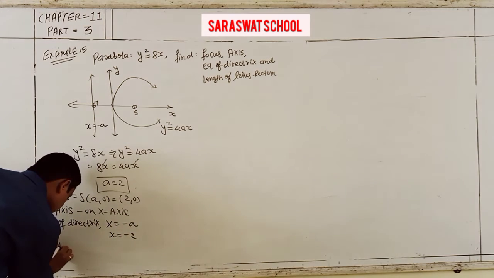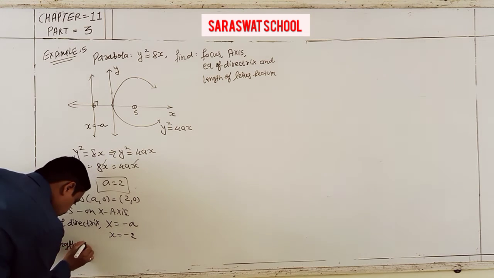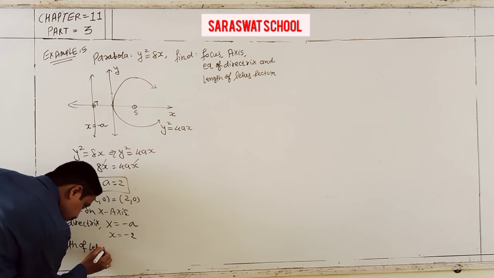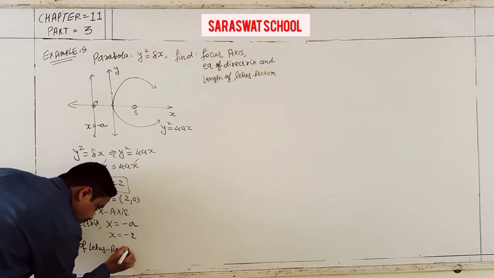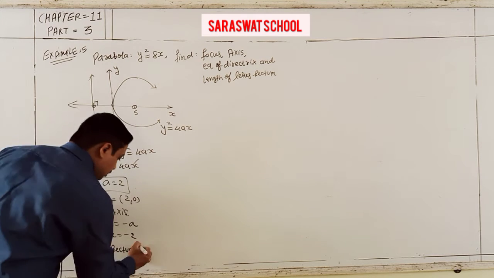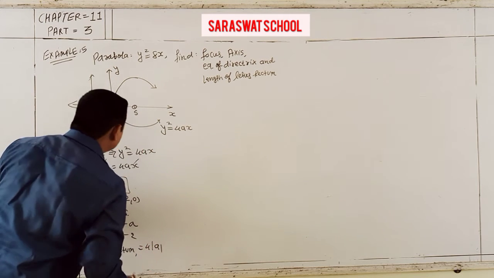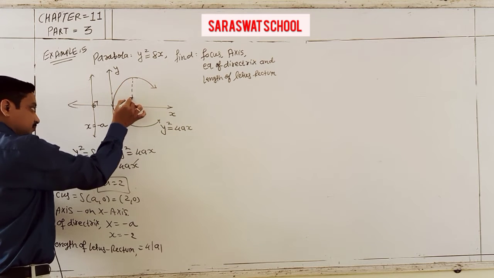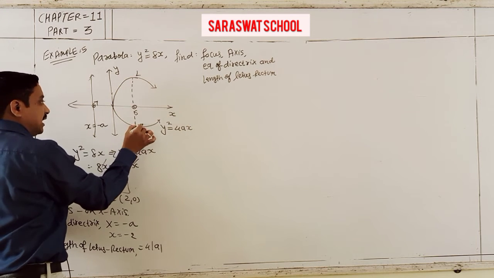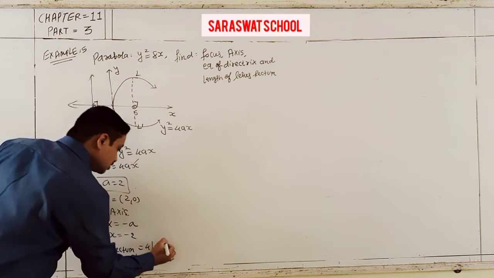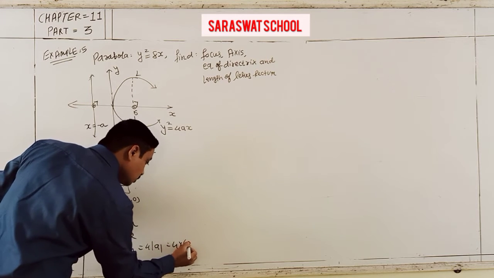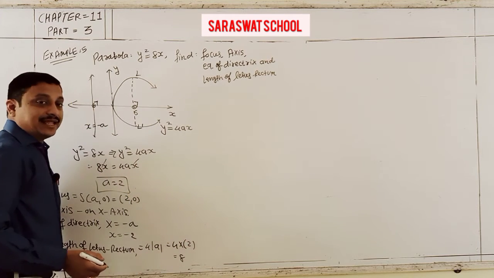And last, length of latus rectum, which is equal to 4 modulus a. This is the length of latus rectum. Already I explained the figure. L is at 90 degrees. So 4, what is the a? 2. So my answer is exactly 8.